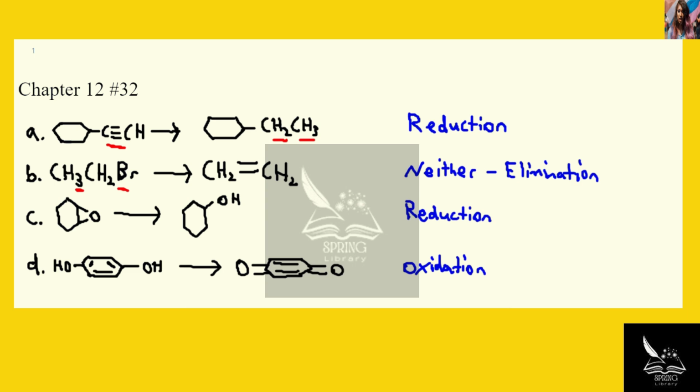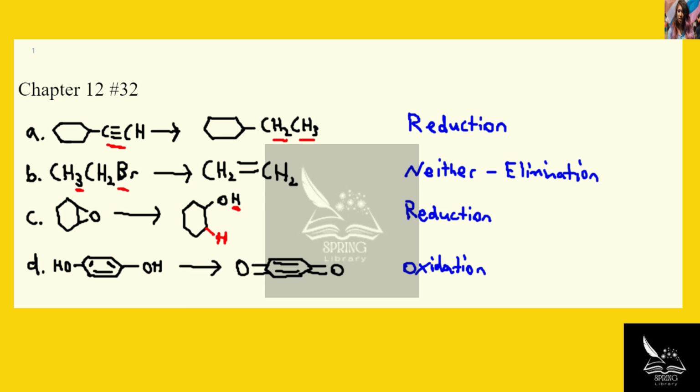So C, letter C, is another reduction. We can see that there are 2 new hydrogens in this molecule, and so a pair of hydrogens has been added. That is what qualifies this as a reduction.